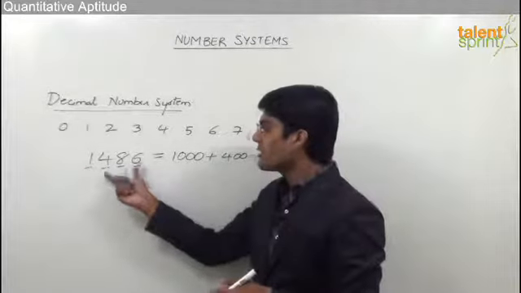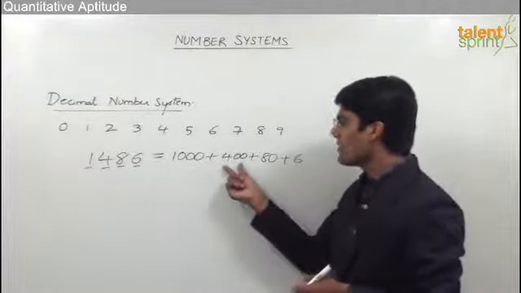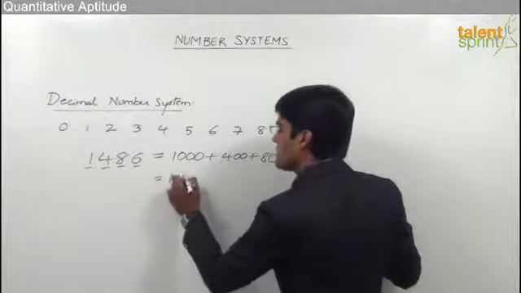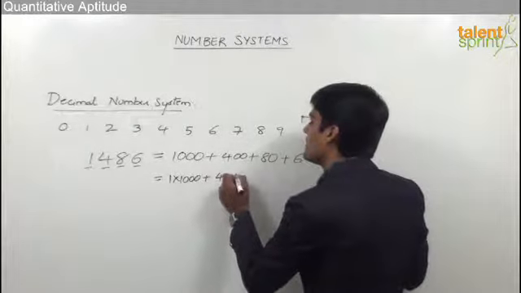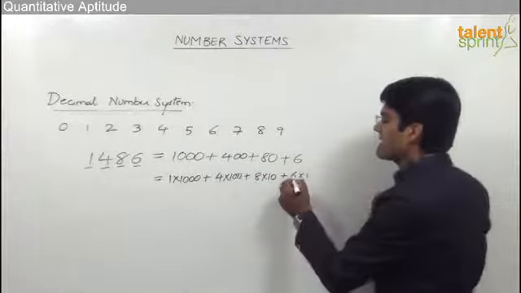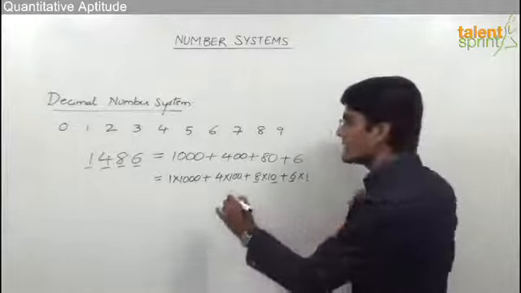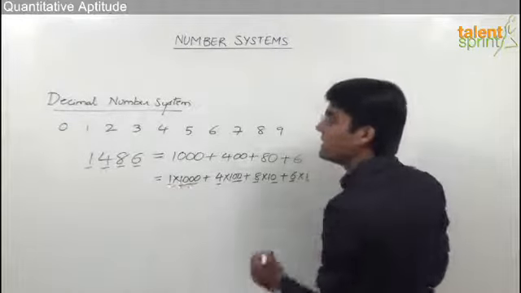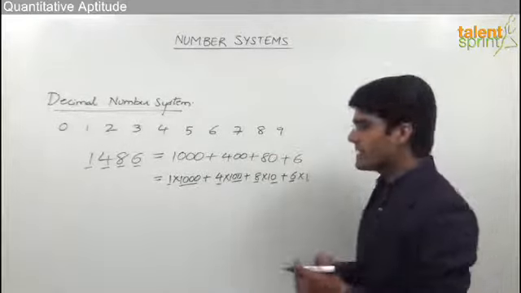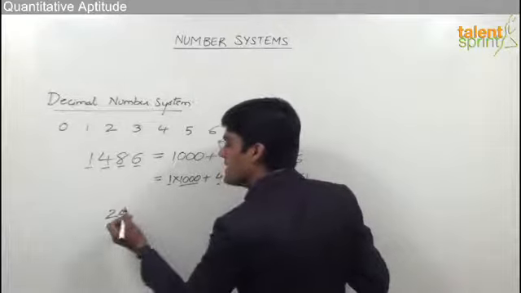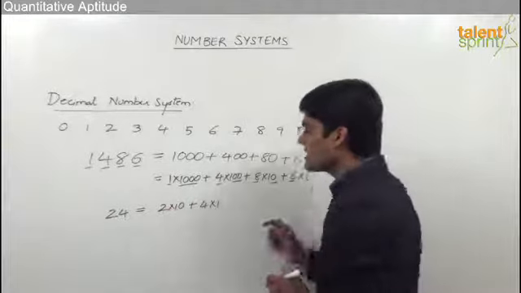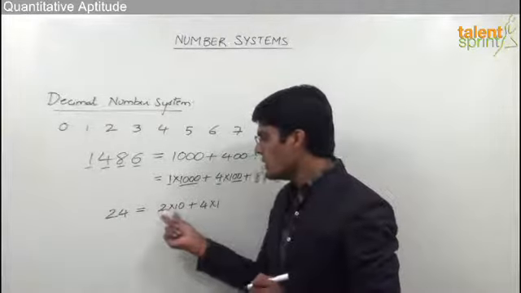So that is the reason the correct way of taking the number here would be 1000 plus 400 plus 80 plus 6. That is nothing but 1 into 1000 plus 4 into 100 plus 8 into 10 plus 6 into 1. That means we have 6 in the units place, 8 in the tens place, 4 in the hundreds place and 1 in the thousands place. So this is how a number is represented in the decimal number system. For example, let's say the number is 24. 24 should be taken as 2 into 10 plus 4 into 1. Why? Because we have 4 in the units place and 2 in the tens place.